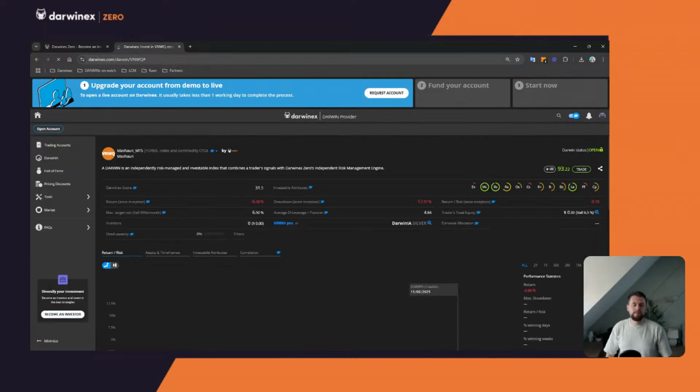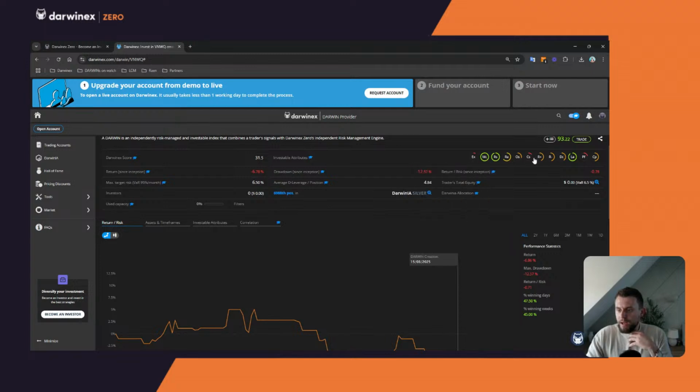So now we're going to jump over to Darwinex. For those who don't know, you can actually view your Darwinex Zero Darwins on darwinex.com. You get access to a lot of the same information. A lot of the metrics we'll skip because we've already done them on Darwinex Zero. However, you do get access to more. So there's more things that you can take a look at.